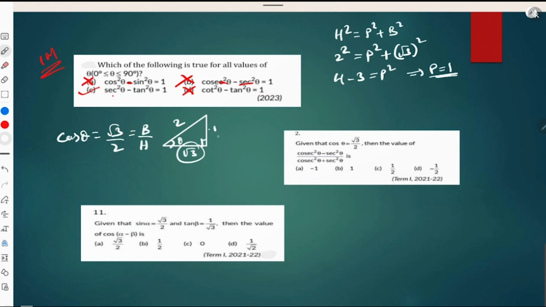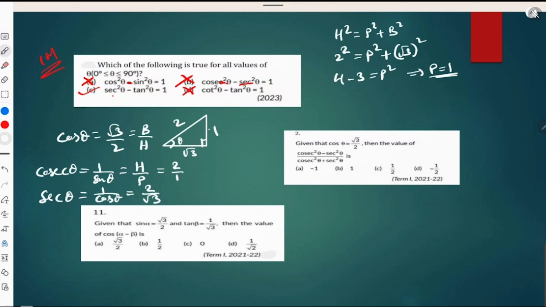So this is 1. So we can calculate cosecant theta, secant theta, and we can substitute over there. So what will be the cosecant theta? Cosecant theta is reciprocal of sin theta. That means h by p. So 2 by 1. And secant theta. Secant theta is reciprocal of cos. The cos is already given as root 3 by 2, so it is 2 by root 3.